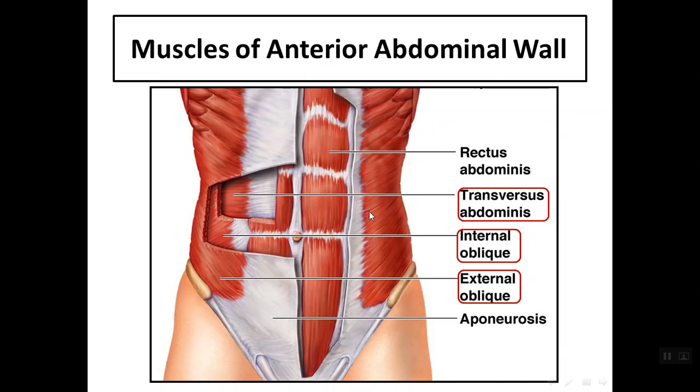Laterally it is fleshy, and medially it is aponeurotic. Its aponeurosis will form what we call the rectus sheath. This rectus sheath will envelop the rectus abdominis muscle.